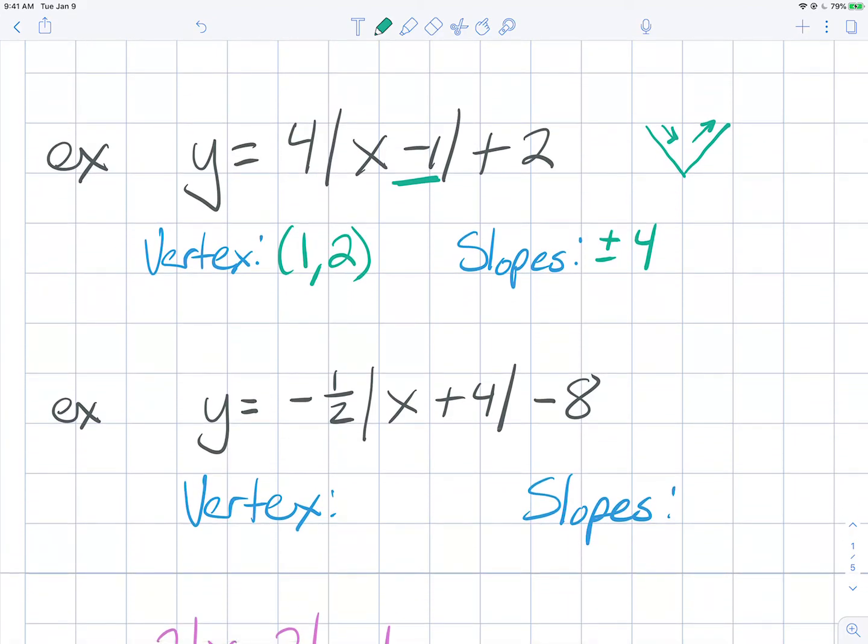If my equation was y equals negative 1/2 absolute value of x plus 4 minus 8, my vertex is negative 4, remember opposites, comma, negative 8, and my slopes are a positive and negative 1/2, and we know that it's going to open down. It's going to flip over because of this negative sign right there. So while they are going to be a slope of down 1 over 2, it's going to be down 1, left 2, down 1, right 2, going upside down.